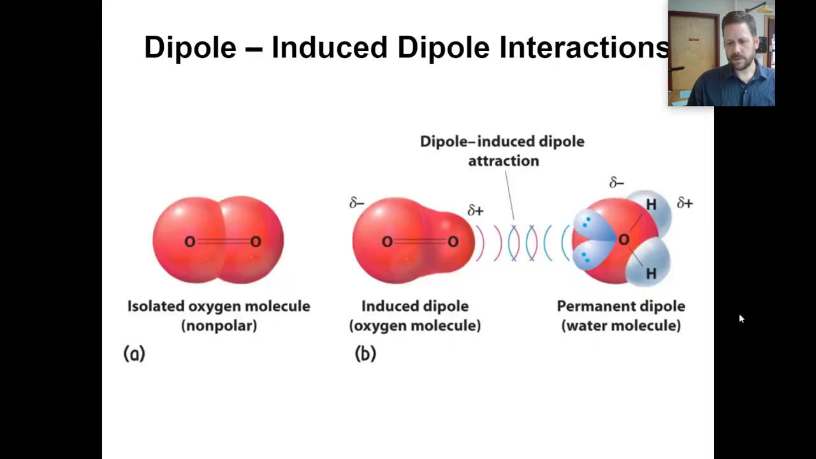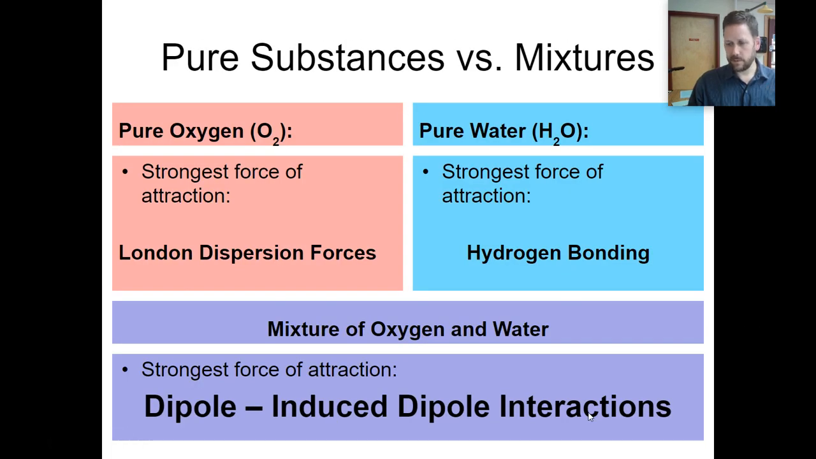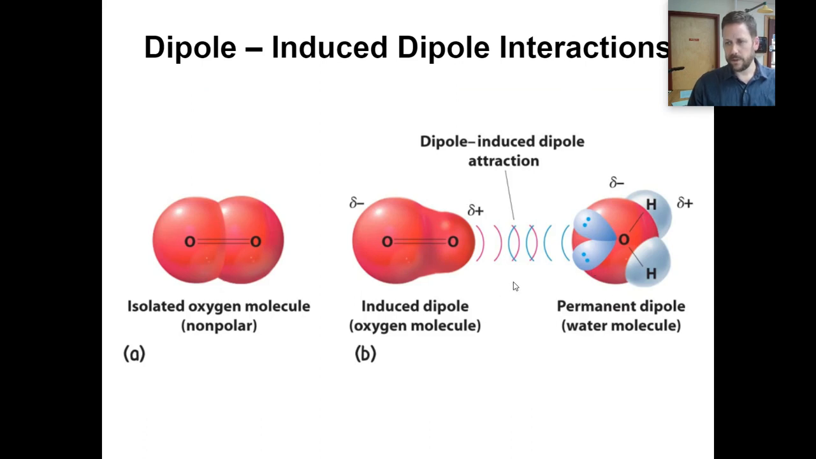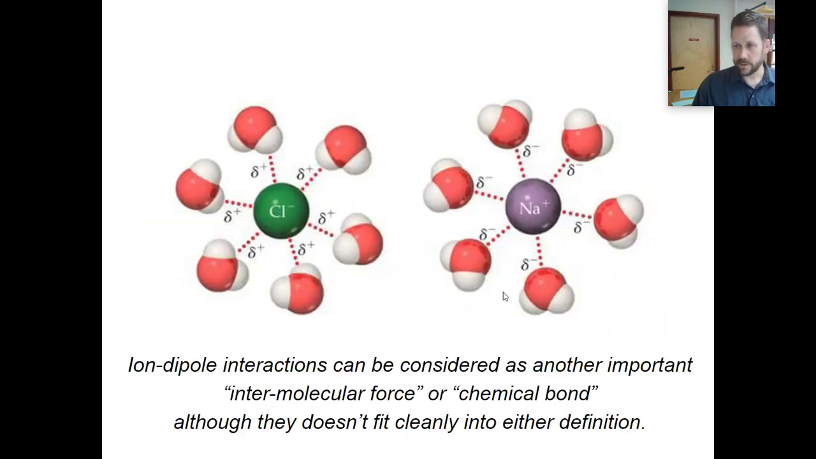We are then going to see what we call dipole-induced dipole interactions. Water has a dipole. Oxygen does not have a permanent dipole, but a dipole can be induced in oxygen by water's permanent dipole. And here's an image which explains this. There's the isolated oxygen molecule, which is nonpolar. And here it is next to a water molecule, which is polar. Well, the water molecule's permanent dipole induces a temporary dipole in oxygen, and there is a weak, fleeting intermolecular force of attraction here called a dipole-induced dipole interaction.